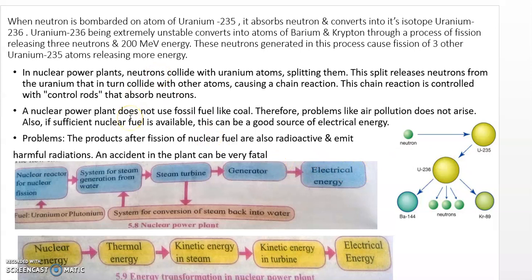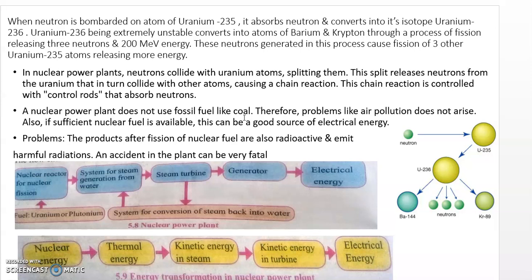What are the advantages of this? A nuclear power plant does not use fossil fuel like coal, because in a thermal power plant coal is used, and the burning of the coal leads to air pollution, and it also leads to the emission of gases like carbon dioxide.